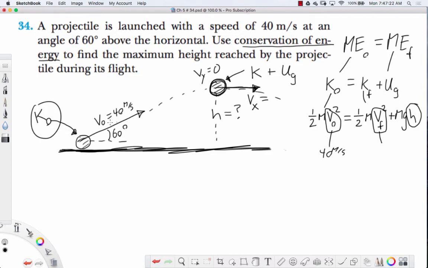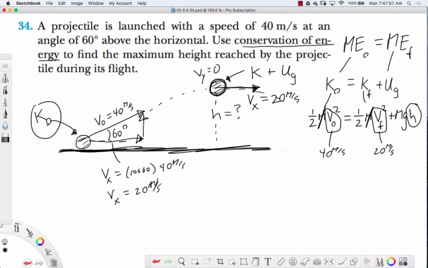Not yet, but we can get it, because what do we know about Vx? It stays constant. So down here we can get the Vx right here, right? We break this into components. So Vx is going to be cosine 60 times 40, which works out to be 20 meters per second, which is the velocity at the highest point. So this is 20. Oh, and then also notice they did not give us the mass of the projectile. The mass of the projectile was not given because what happens? It cancels out. It doesn't matter what the mass is.